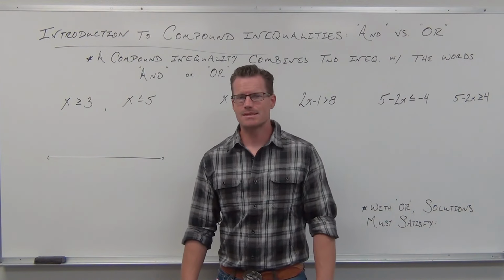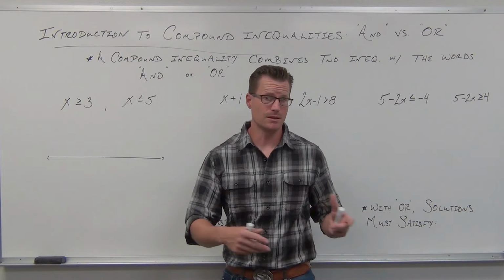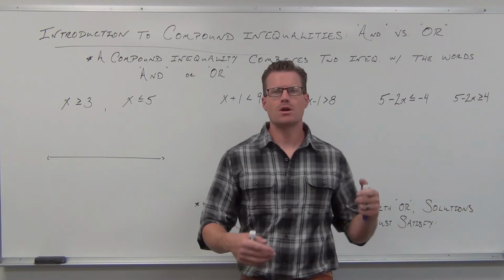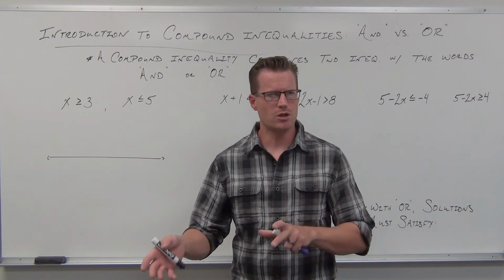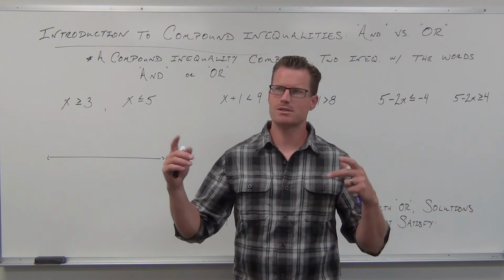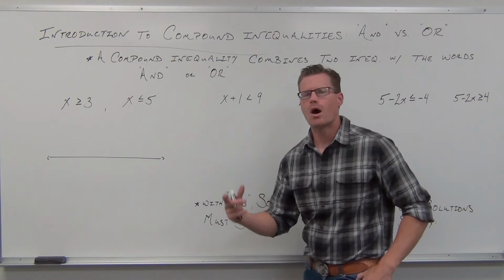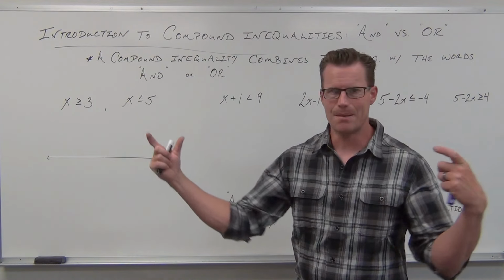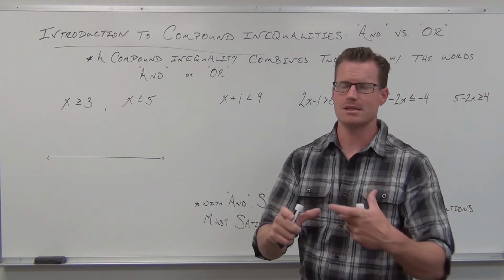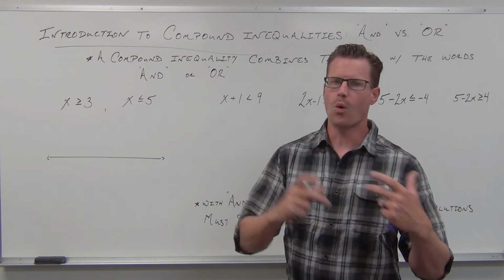Welcome back. It's time to continue to talk about these inequalities, these linear inequalities. Now, last time we talked about linear inequalities and solving, and you should be feeling pretty good about solving those. Right now, we're going to talk about something called compound linear inequalities, and here's the idea. What a compound linear inequality does is it takes two inequalities and it mashes them together. It combines them with one of two words, the word and or the word or.